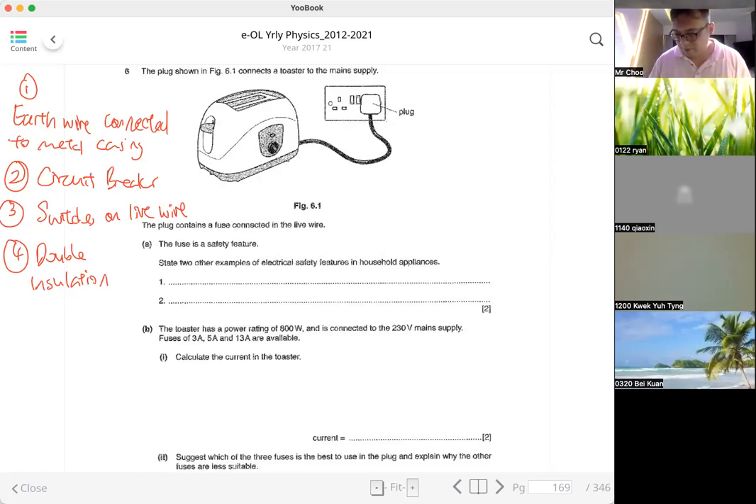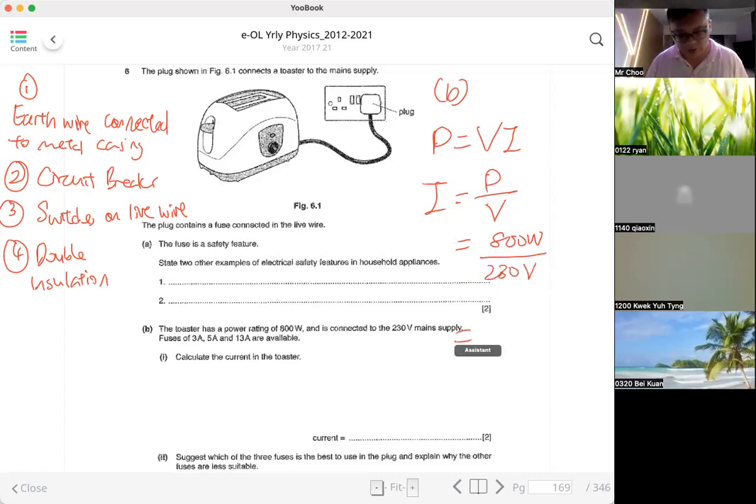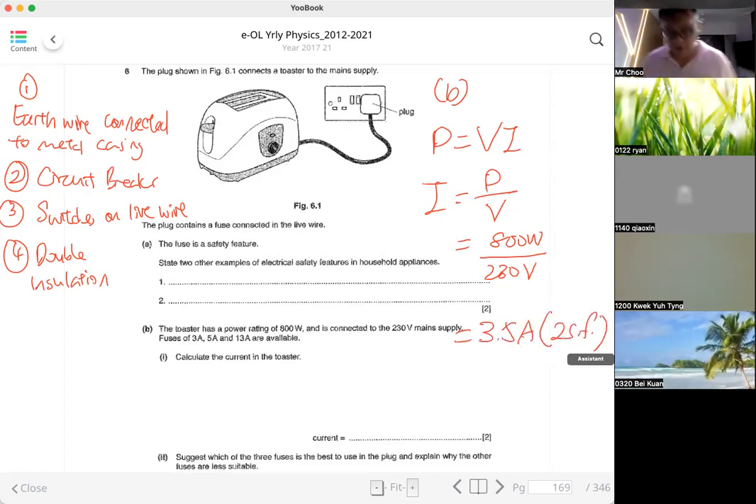Okay, so for part B, power is equal to VI. We just plug in P over V. Your power in this case is 800 watt. Your voltage is 230 volt. Okay, so use your calculator. You should get the answer of 3.5 ampere to 2 significant figures.